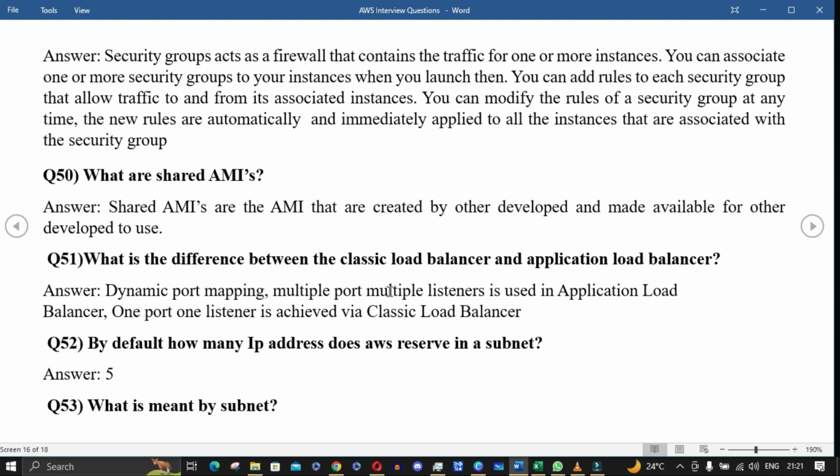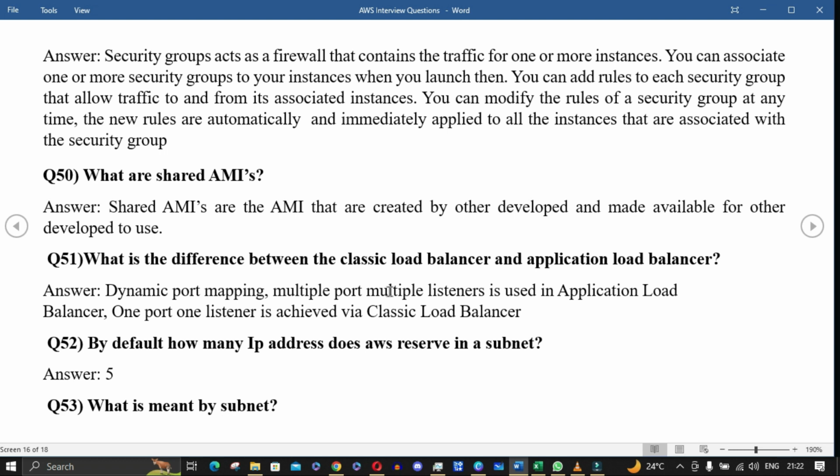What are shared AMIs? Answer: shared AMIs are the AMIs that are created by other developers and are available for other developers to use. Question number 51. What is the difference between classic load balancer and application load balancer? Answer: dynamic port mapping, multiple listeners are used in application load balancer. One port, one listener is achieved by a classic load balancer.